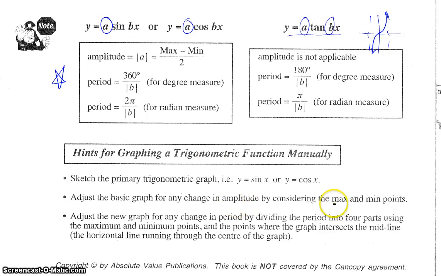But you want to take a look at your max and your min points, basically, when you go to do that, and then adjust the period accordingly. So let's take a look at that on the next page.